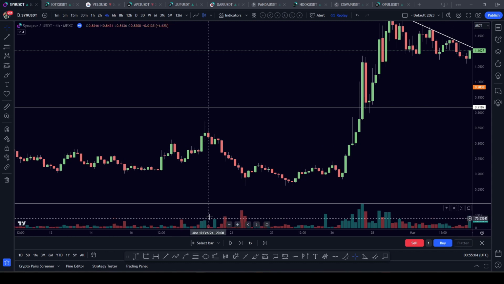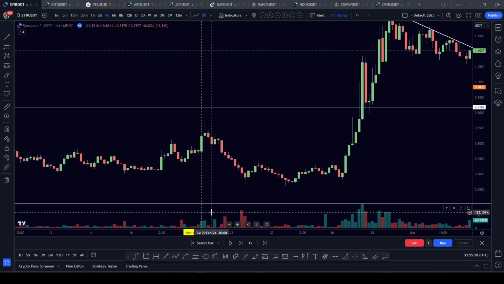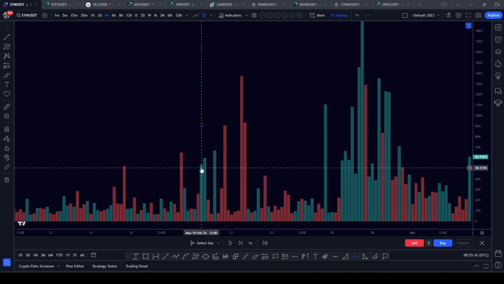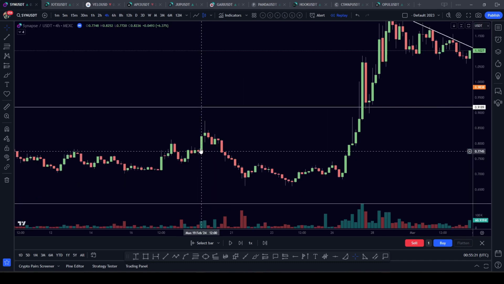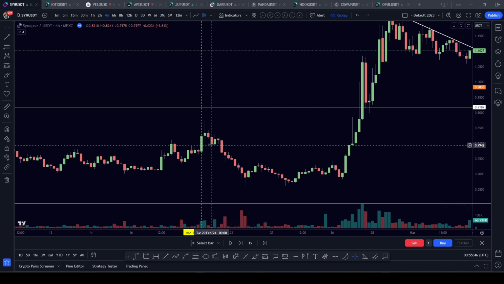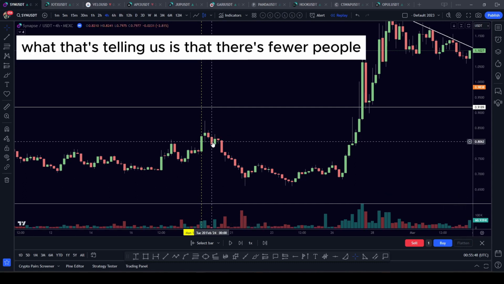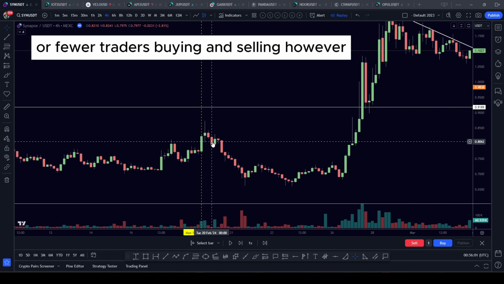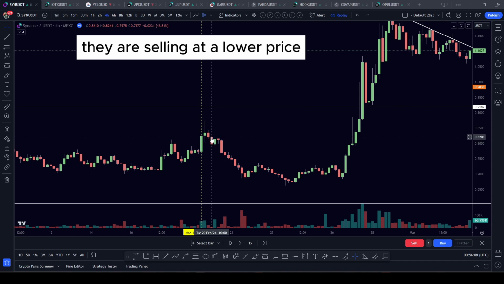Now looking at this candle, let's go ahead and do Alt-V so we can keep track of it. I'm going to double click in the pane, and we're going to see that the volume was high, and then it went higher. Price action was high, and then it went higher. Next, we see the price action is right around the same. It closed a little bit lower than its open. However, the volume dropped. And we have another volume that's even lower with the price coming down. What that's telling us is that there's fewer people or fewer traders buying and selling. However, they are selling at a lower price.